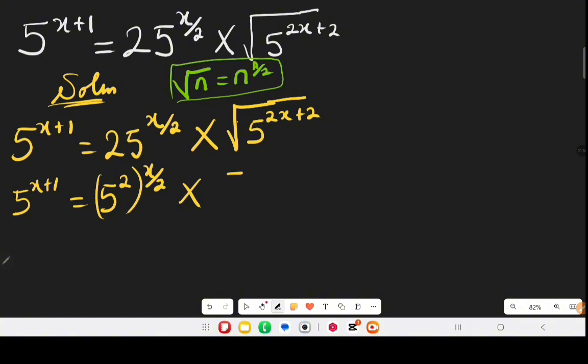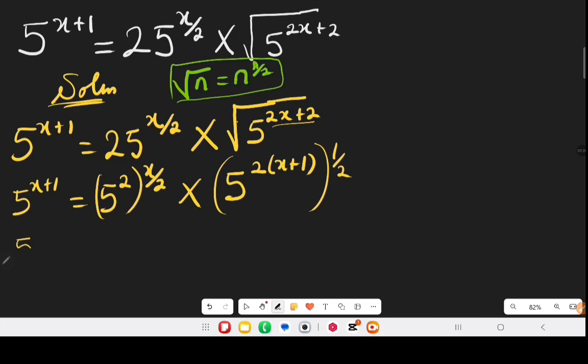the root we change to 5 raised to the power of 2 into x plus 1. We have to factorize this. 2 is common, which is 2 into x plus 1. Then all raised to the power of 1 over 2.